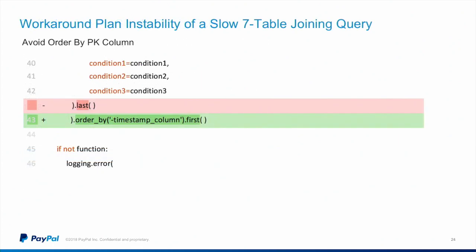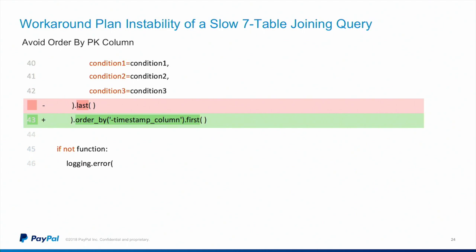Here we have a slow query that joins 7 tables. It uses a driving table's primary key with ORDER BY descending and LIMIT 1 to return the most recent users created that meet the criteria.